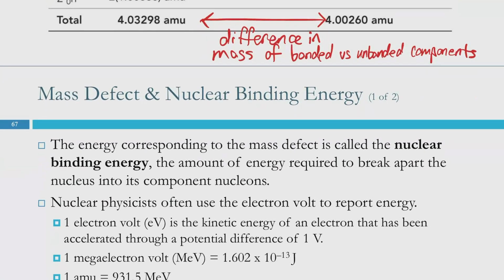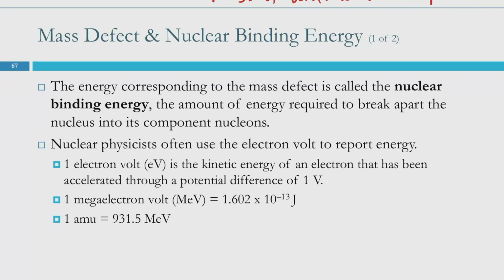So what does that have to do with anything? The energy corresponding to the mass defect is called the nuclear binding energy. So it's the amount of energy that is holding the nucleons together. The nucleons are the components of a nucleus.